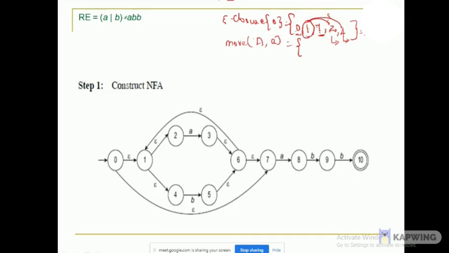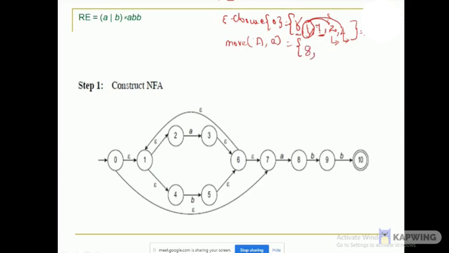Okay, so first we have to list out all the states present in this NFA. First, let us take 0. Is there any transition from 0 on A? No. On 1, there is no transition on A, because from 1 there are two transitions, both on epsilon. Next, 7 on A is going to 8. So let me take it.